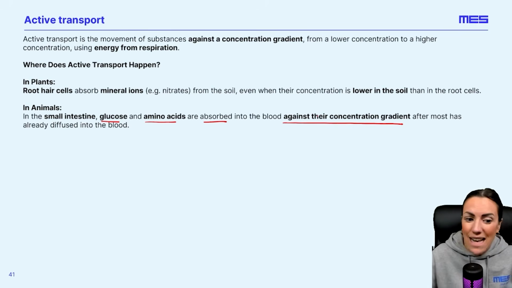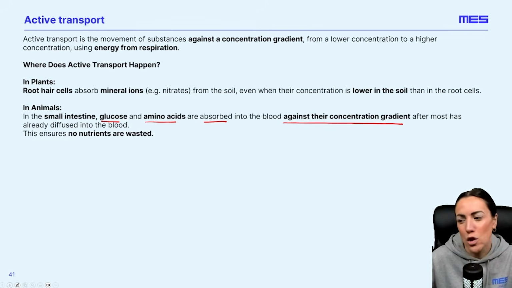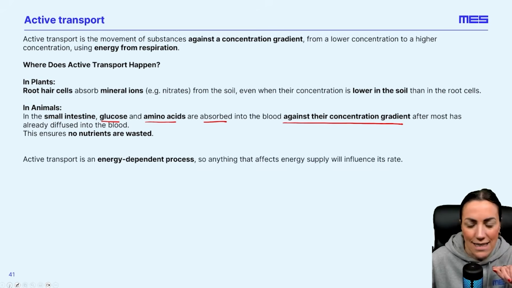And this is why the cells that line your small intestine, the ones with the microvilli, also have many mitochondria to release energy for that active transport. And this makes sure that all the nutrients are absorbed into the blood. No nutrients are wasted. We absorb all of the glucose and amino acids, even when there's only a low concentration left in the small intestine.